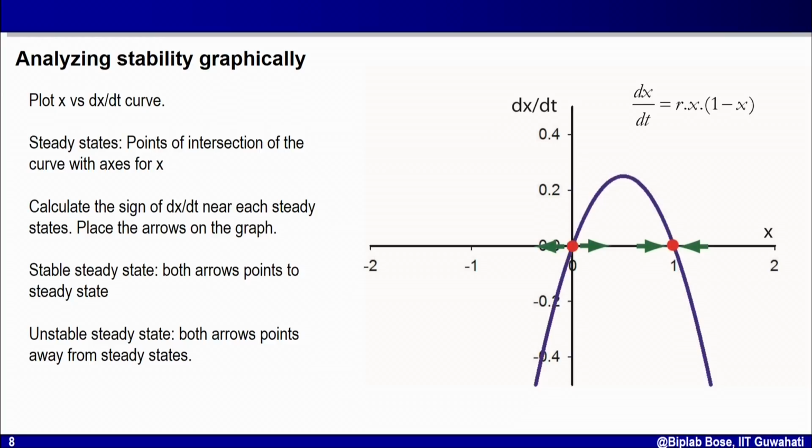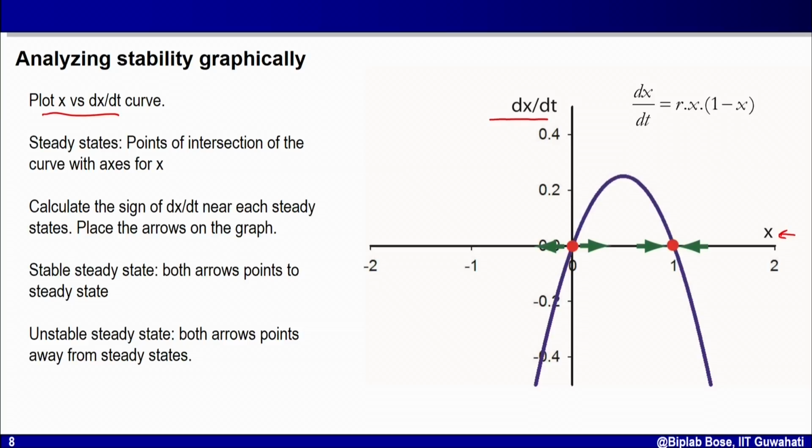There is another way of looking at and analyzing the stability and representing it graphically. For example, here what I have shown, plot x versus dx dt. That means in the vertical axis you put dx dt, the derivative of x, and in the horizontal axis you put x.